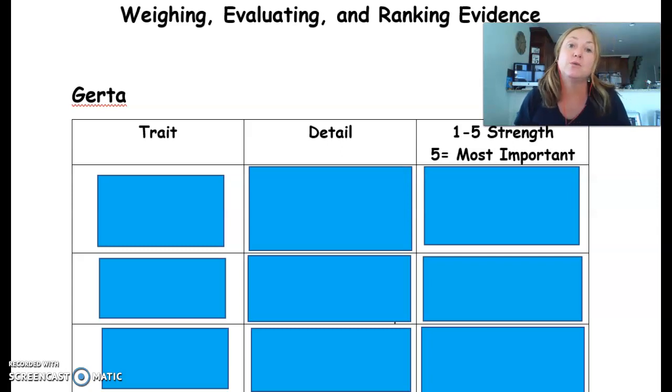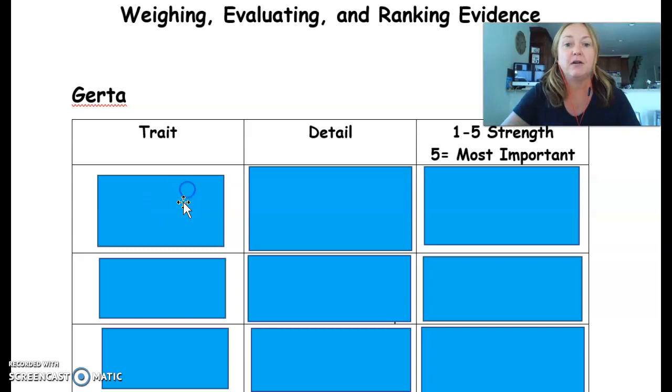So this is Weighing, Evaluating, and Ranking Evidence, and we are looking at the main character of A Night Divided. Her name is Gerda. So you will remember Gerda, and this graphic organizer should look familiar. We're going to look at character traits, details, and then we're going to rank that detail 1, 2, 3, 4, or 5 in strength, 5 being the most important. And I am going to have you guys do this with something you are reading today.